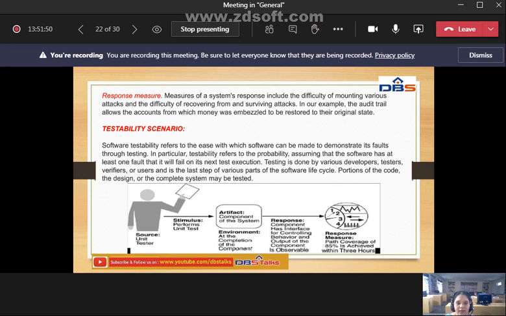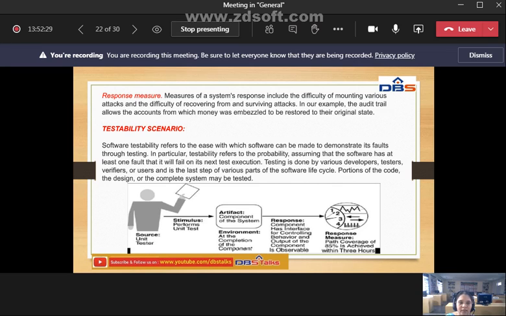In particular, testability refers to the probability, assuming that the software has at least one fault, that it will fail on its next test execution. Suppose it has at least one fault, it will fail on its next test execution. Next, testing is done by various developers. So, who will perform the testing? That is why we can say testing is done by the various developers.